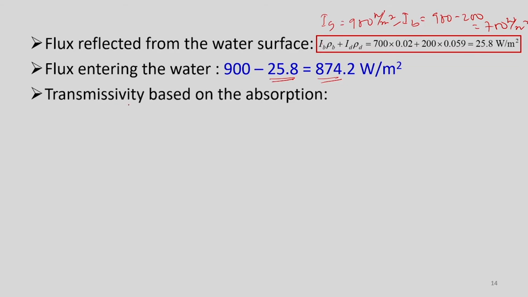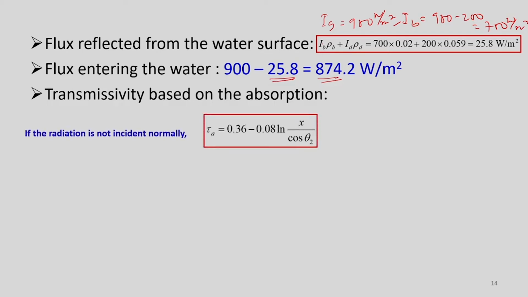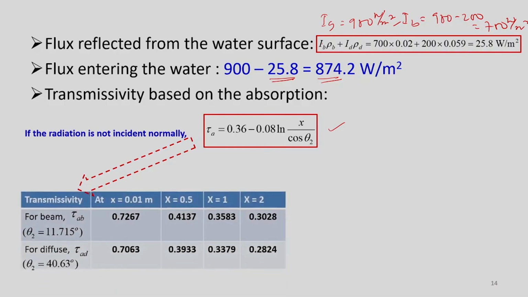Now we need to calculate the transmissivity based on the absorptions. We can use this equation, which is known to us now. Once we substitute the value of theta 2 and x for a particular case, we can calculate the transmissivity based on the absorption. So we can develop this chart, and the equations are known.